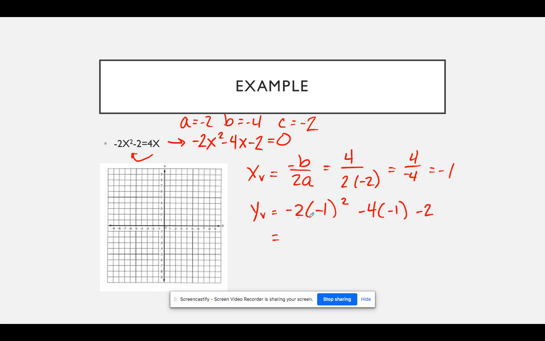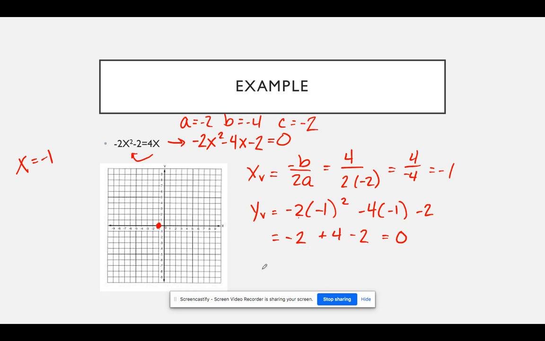So this here is going to be -2 times 1, which is -2. -4 times -1, that's going to be a +4, and then -2. So when I go ahead and add these together, -2 plus 4 is 2. 2 minus 2 is 0. So I can go ahead and graph my vertex at -1, 0. And looking at that, my graph crosses the x-axis there. So I know that one of my solutions is going to be x equals -1.